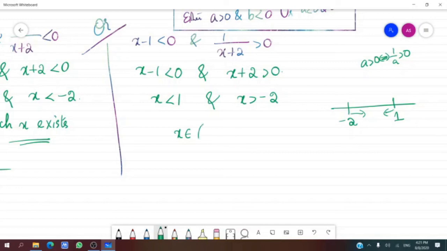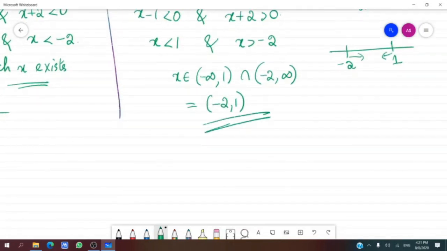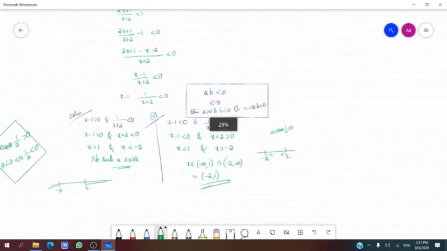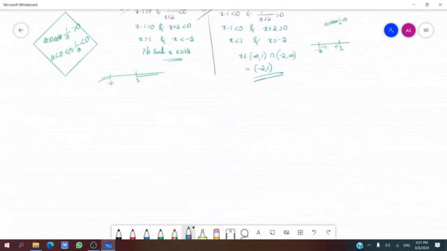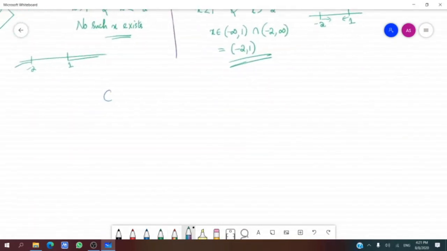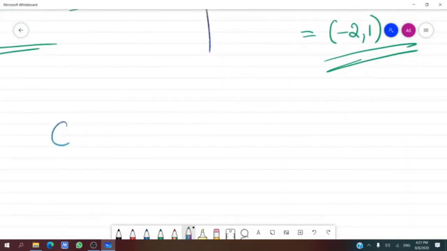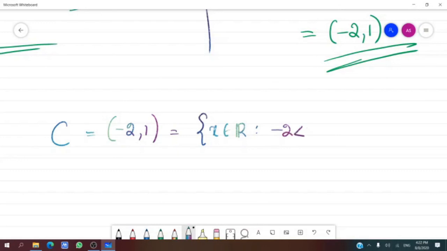That is x less than 1: minus infinity മുതൽ 1 വരെ വരാം. Intersection minus 2 തുടങ്ങി infinity വരെ. The intersection is the interval minus 2 to 1, open interval minus 2 to 1. So this is that set. Or you may write it as, so what is the other case is empty, so your set C is nothing but this set, open interval minus 2 to 1. Or you can write it as the set of all real numbers greater than minus 2 and less than 1.